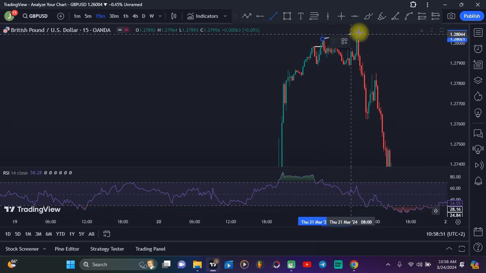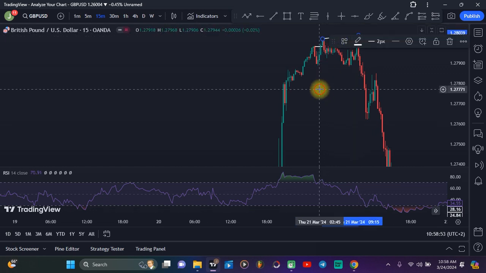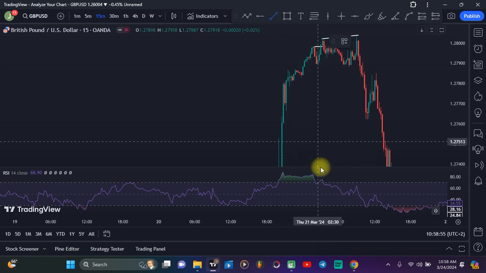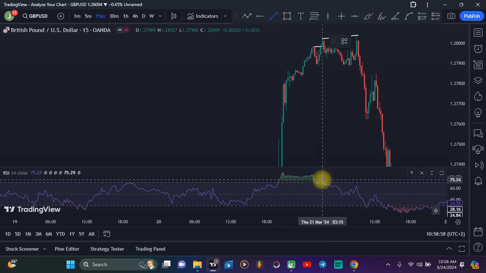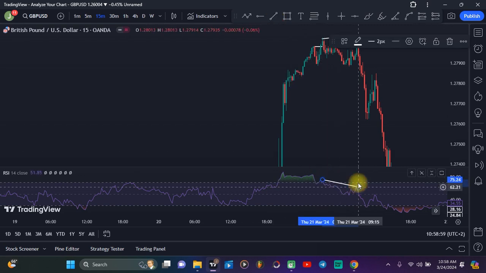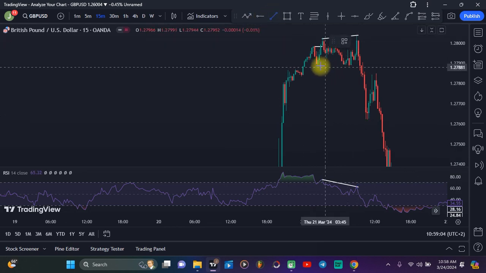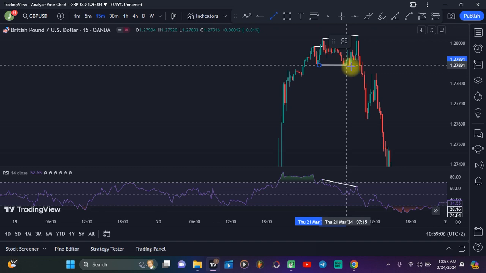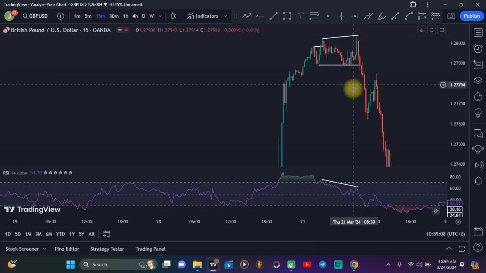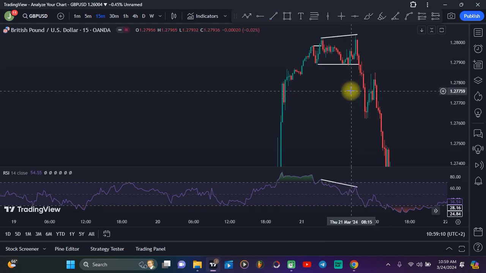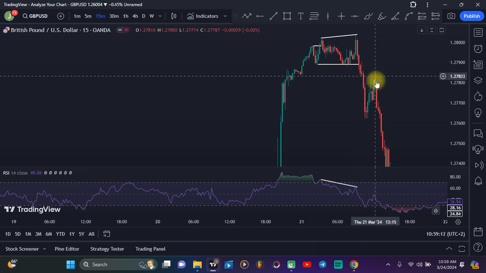That's the first part. If we connect that high and again connect the highs on the RSI, we can see that there is a clear divergence, and then we had a change of character to the downside. That is the market giving us a signal that it's about to push to the downside.